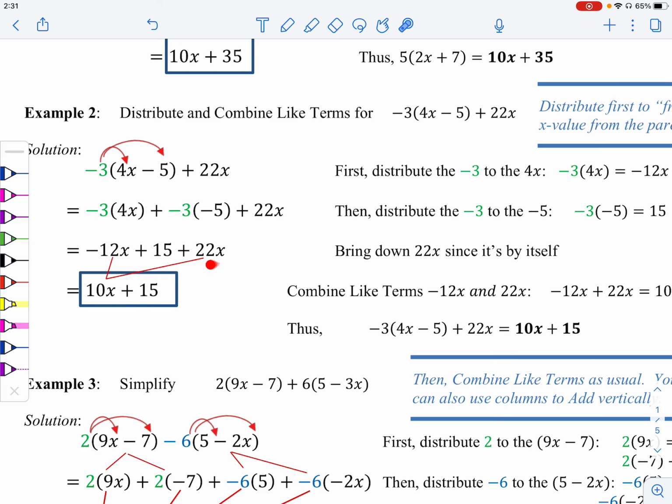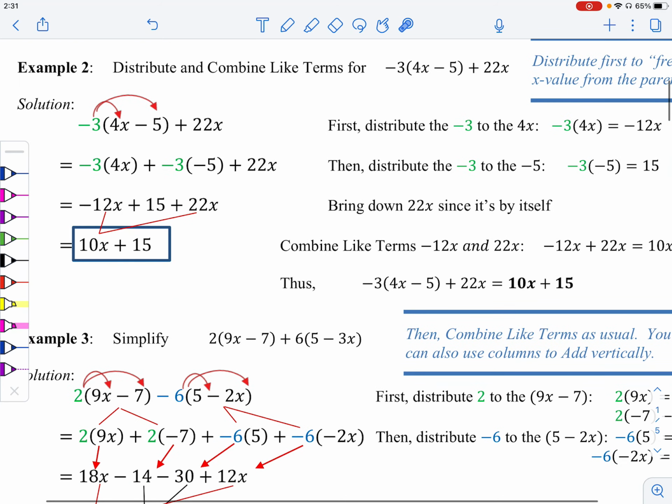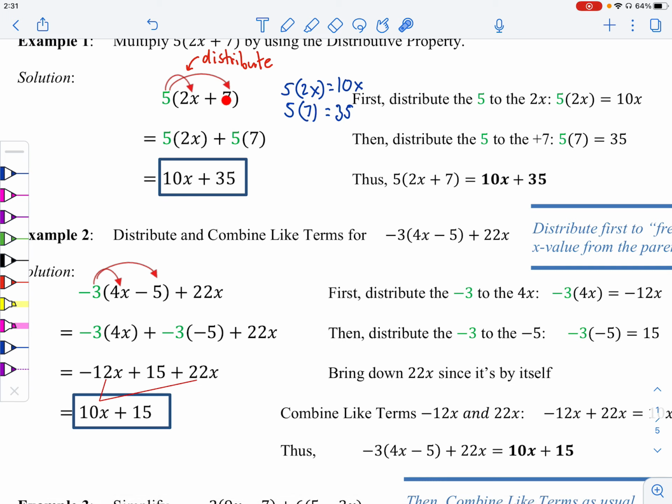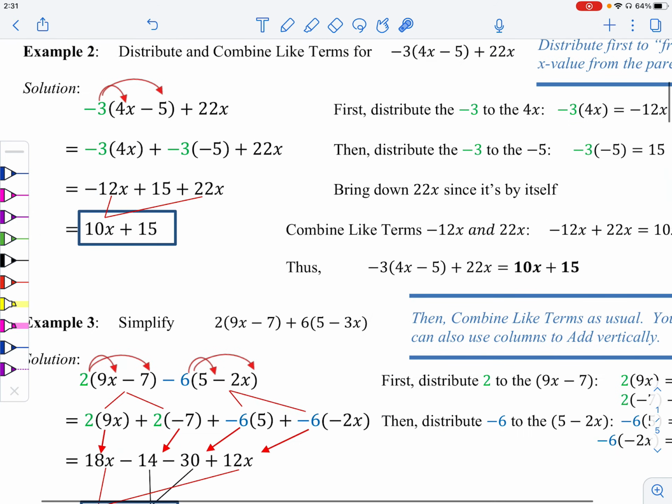Then we have our 22x, and we just combine our x's. And we can do the columns again, and we're going to do that in the examples. So you might have to distribute, and that's it. Or distribute, and if we have something extra, we'll need to combine the like terms to get your final answer.